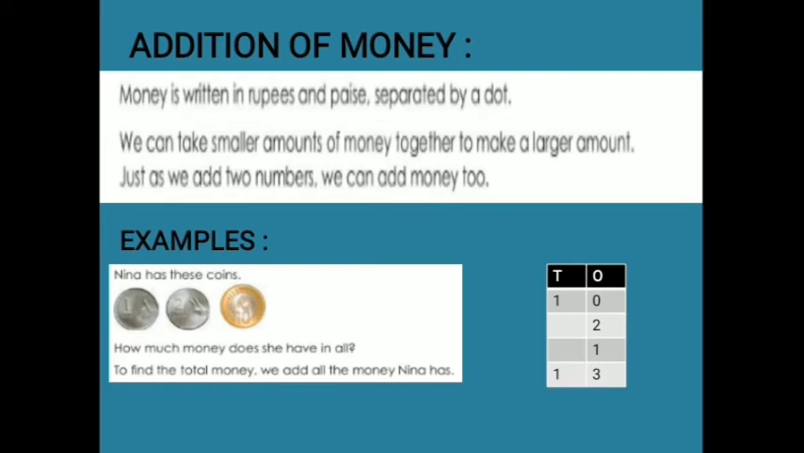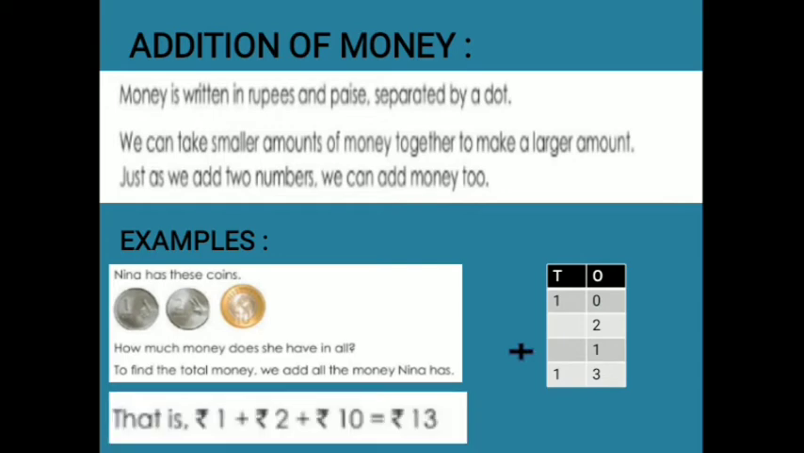So we are going to add the ones side. That is 2 plus 1 is equal to 3. And we'll add the tens side. 1 will straight away come down. So the total amount is 1 rupee coin plus 2 rupee coin plus 10 rupee coin is equal to 13 rupees. Nina has a total of 13 rupees with her.